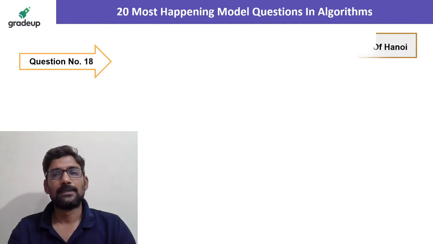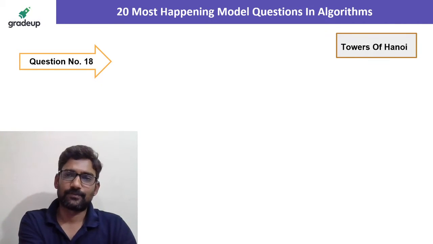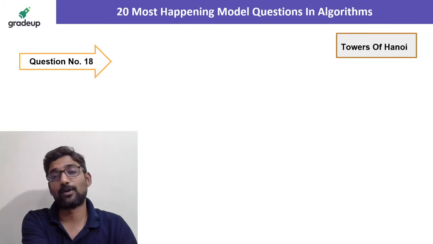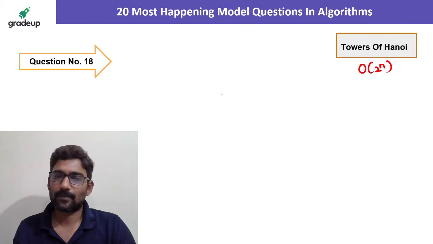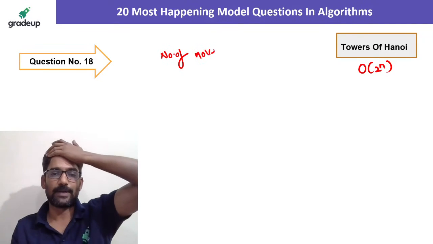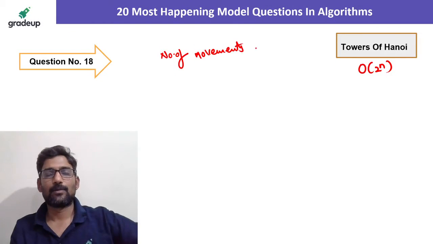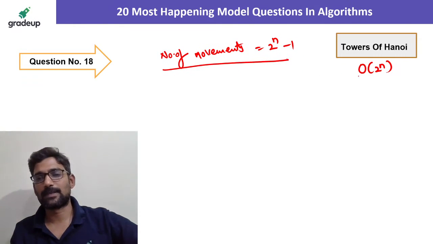And from Towers of Hanoi, you may get a question. From Towers of Hanoi also you may get a question. Like, first of all, the time complexity, the number of steps or number of disk movements, you say that is 2 power n minus 1. The time complexity.